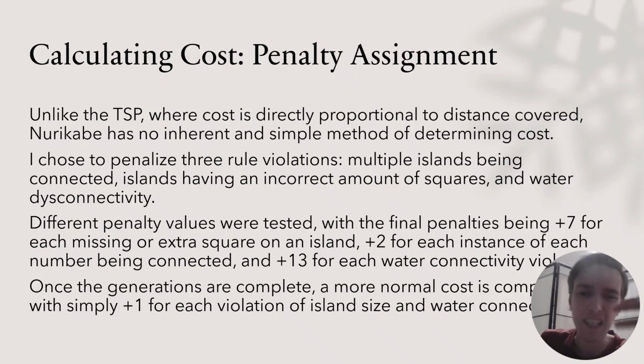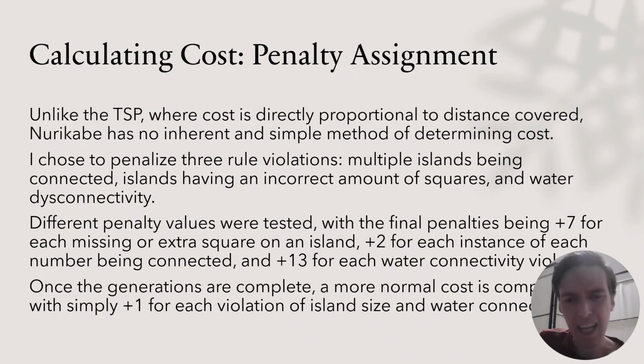Then in order to get a fitter population, we first have to determine what's more fit and what's less fit. And so what is done is there are three rules that are observed. The islands must be a proper size; they cannot be too large or too small. Islands cannot be connected, and water must be connected. So if any one of these rules is broken, there is a penalty assigned and a cost is added.